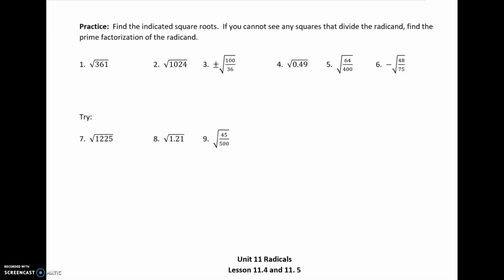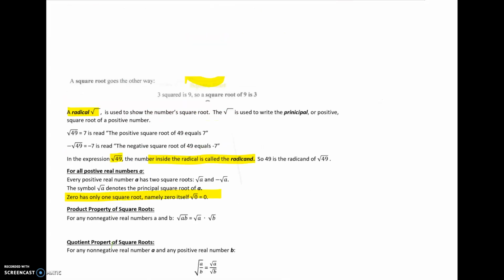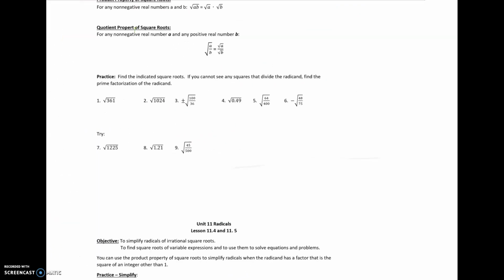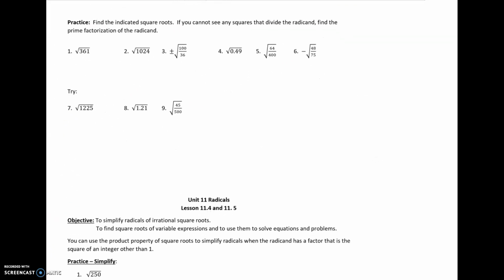But I'm going to show you some techniques past there that you can use. If you cannot see any squares that divide the radicand, find the prime factorization of the radicand. All right, so if you look at your chart, the square root of 361, if I go back up, that is a perfect square. That's nice. It's 19. Okay, so we just take it out of the radical and it equals 19.